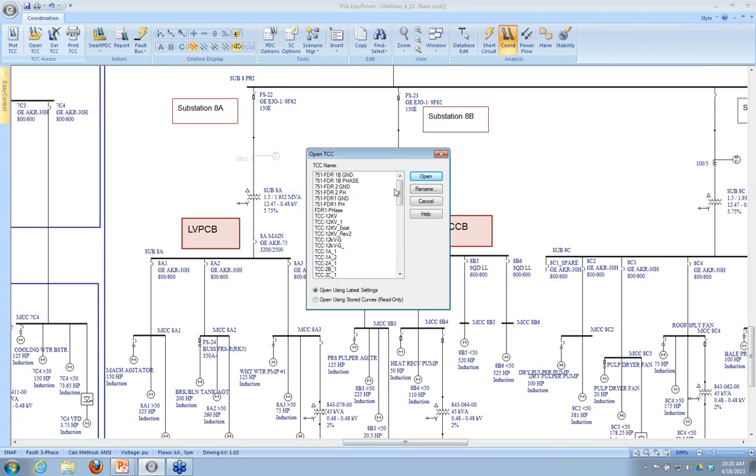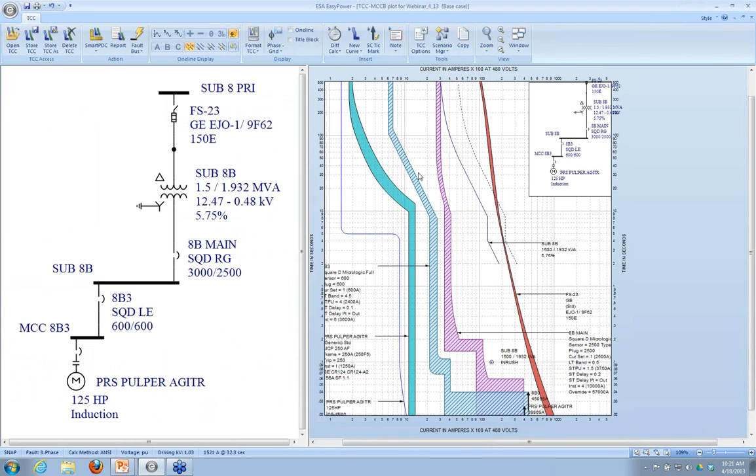If I look at the substation with the multi-case circuit breakers, it looks like this. Basically we have our primary fuse, this orange guy. This is the transformer damage curves. We're going to talk about those in a minute.